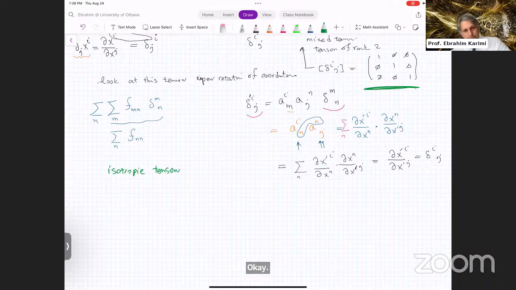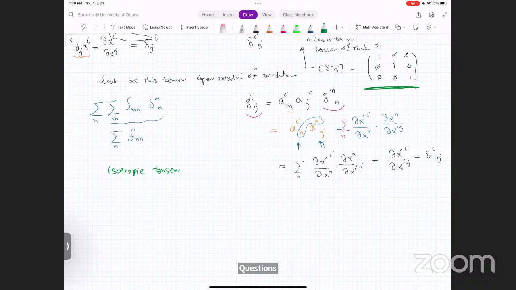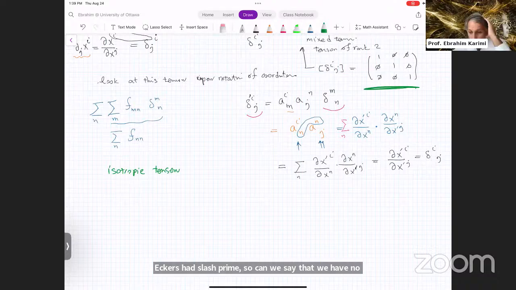Questions? There is a question from Shaho and Rasul. In the delta, we have x prime, x hat prime. So can we say that we have no rotation of the coordinate system? Oh, we have just done the rotation. I just showed what is happening when you do the rotation.